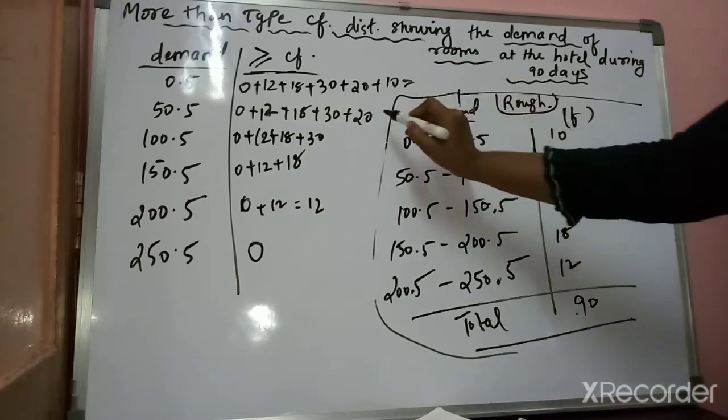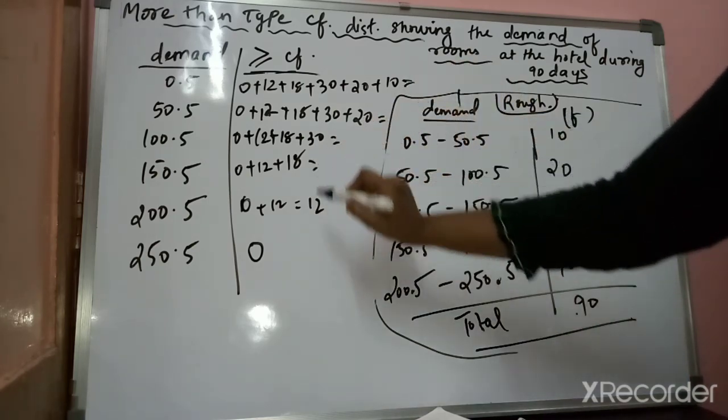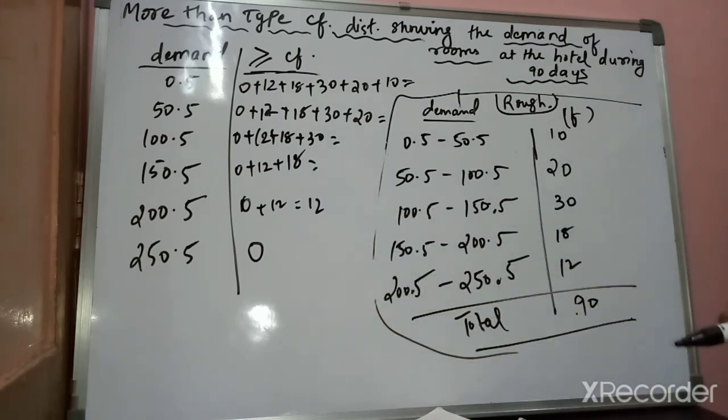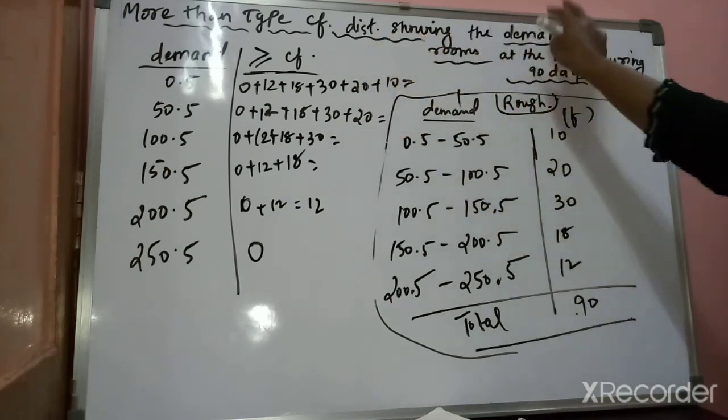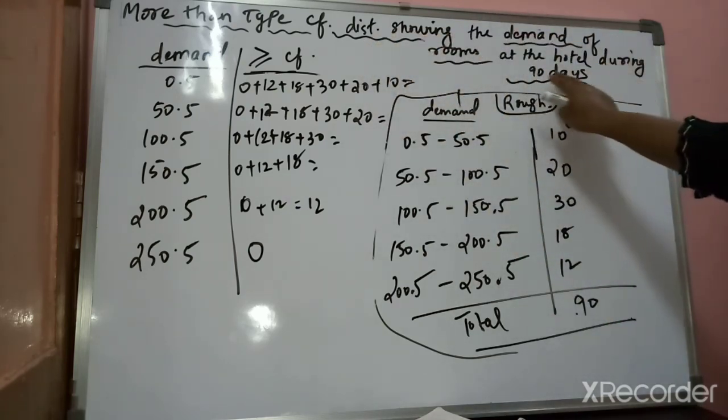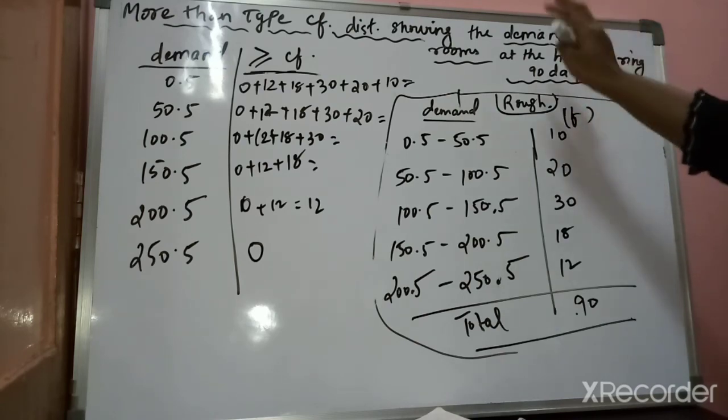Just write the answers, okay? I am not writing again, I am repeating. Just write the answers like this. So this is the completion of your more than type cumulative frequency distribution, showing the demand of rooms at the hotel during the 90 days. I hope this is clear to you.